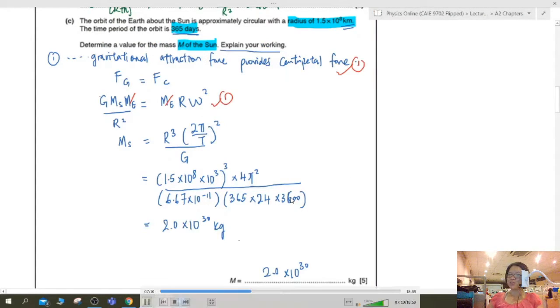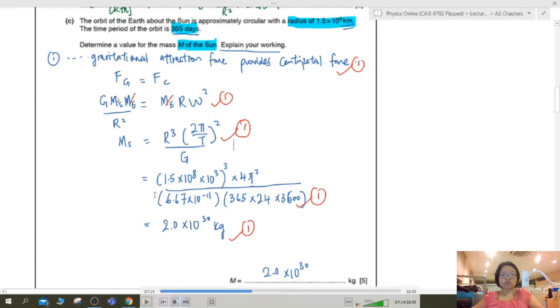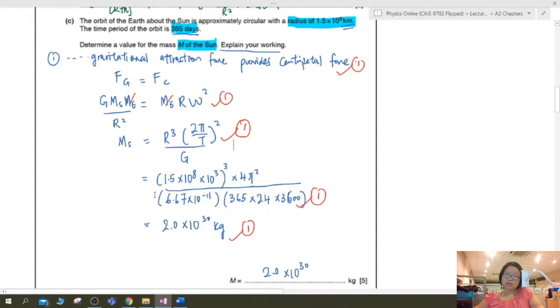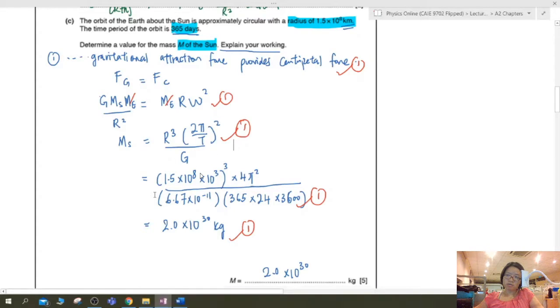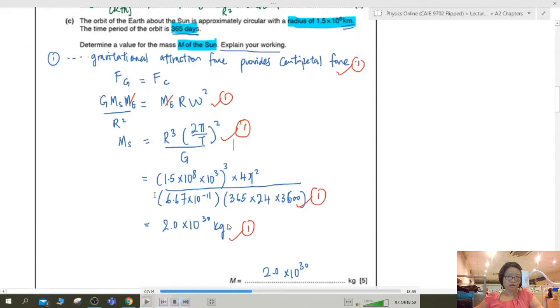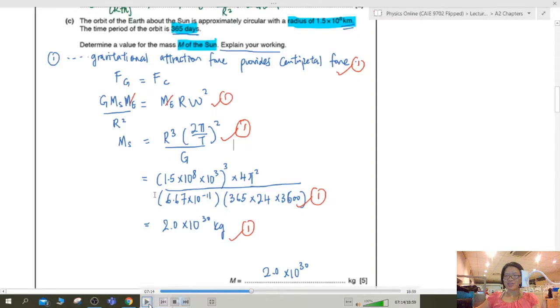Anyway, if you're wondering where the marks are, 1 mark is for when you write the explanation. Does it have to be in a sentence? Depends on the examiner. The other mark is when you use the correct Fg and Fc equations. The other mark is when you equate omega as 2 pi over T, and then the correct substitution, and then the final answer. 1, 2, 3, 4, 5. There's a square missing here, but I pressed correctly because the answer is correct. Alright, that's all. Let's continue.